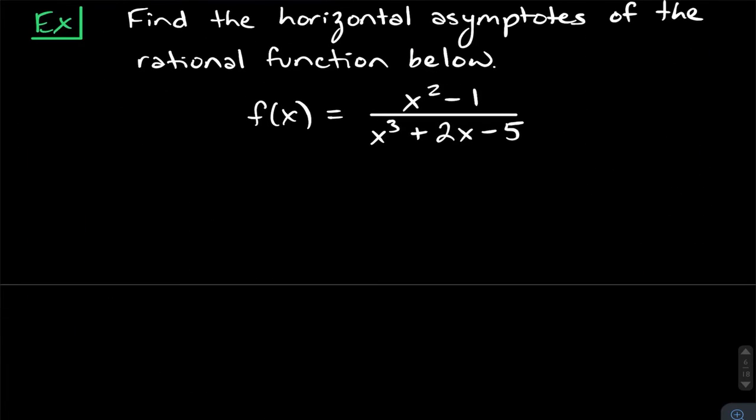So we're going to move on to our next example here, and for this example, we're going to do the exact same thing. But now, with our rational function, our highest power of x is in the denominator, not the numerator.